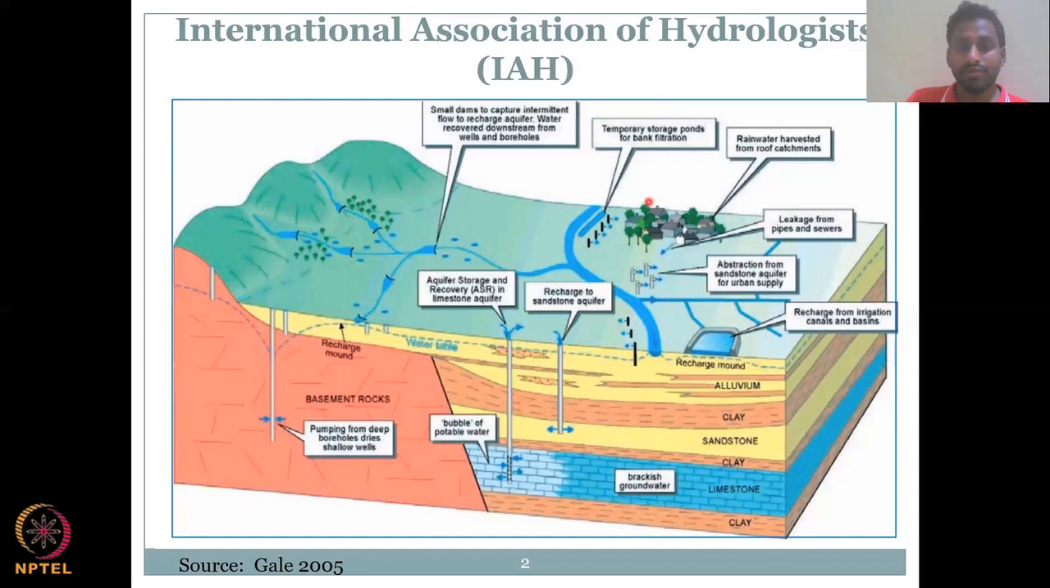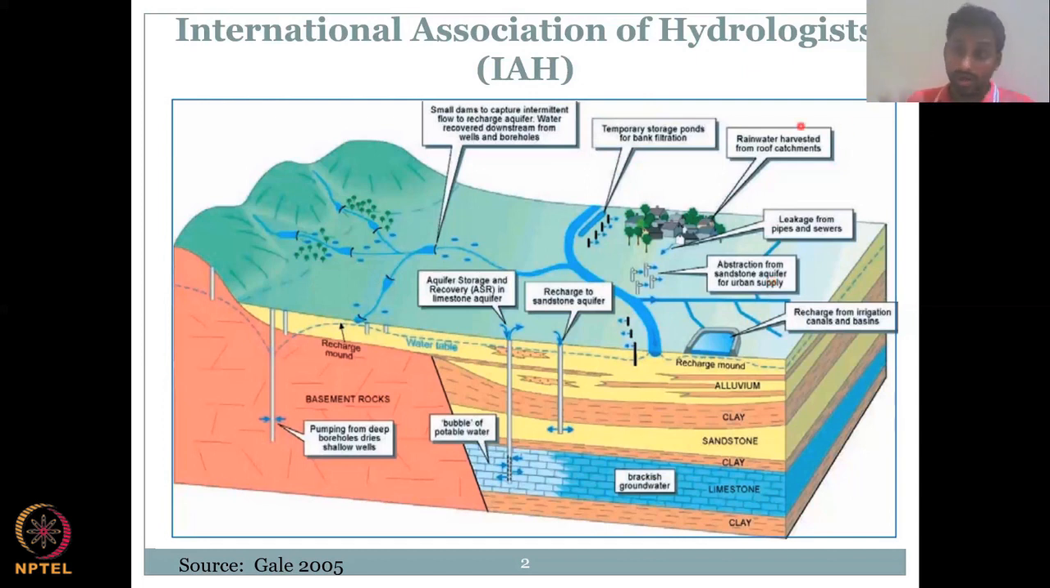And then we also have aquifer storage and recovery in the deep aquifers, and then recharge into the confined and unconfined aquifers. But we'll just look at mostly where you have other networks to capture rainfall, capture stream flow to store in the rural resources.